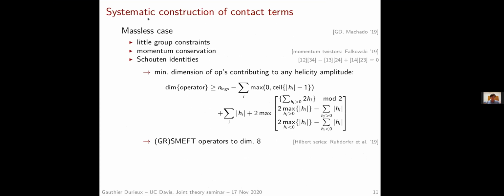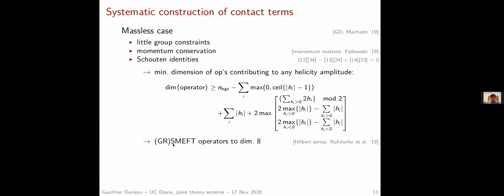So we have attempted this systematic construction of contact terms, first in the massless case, in this paper with Camille Machado. The ingredients here are little group constraints, momentum conservation, and the so-called Schouten identity. And we've come up with an algorithmic procedure to do that. Along the way, we've also found a nice identity, which gives us the minimal dimension of operators contributing to any helicity amplitudes.